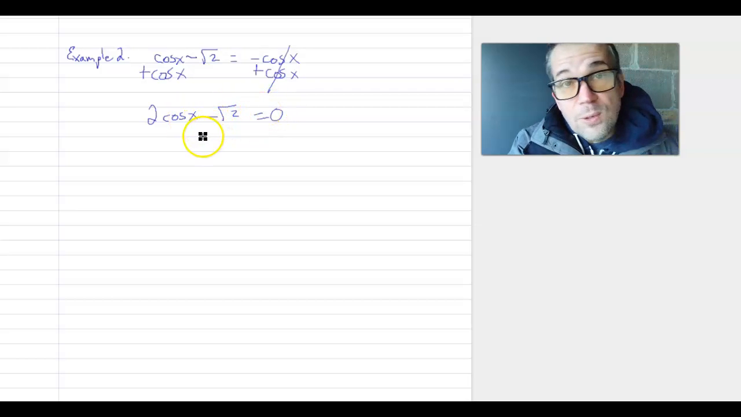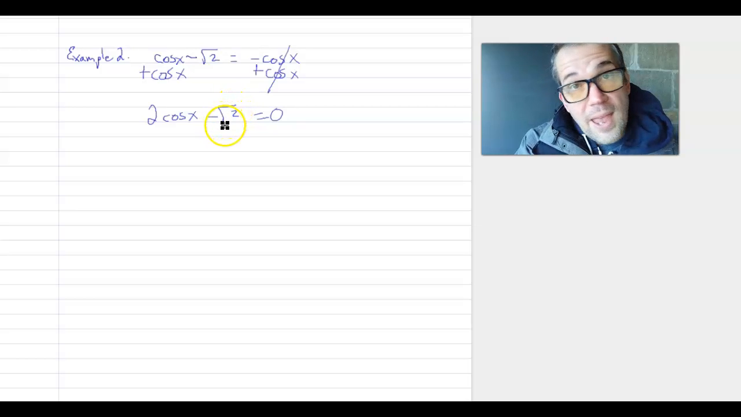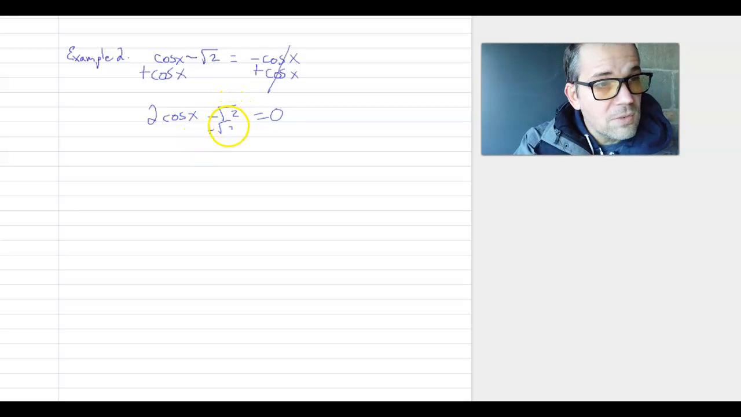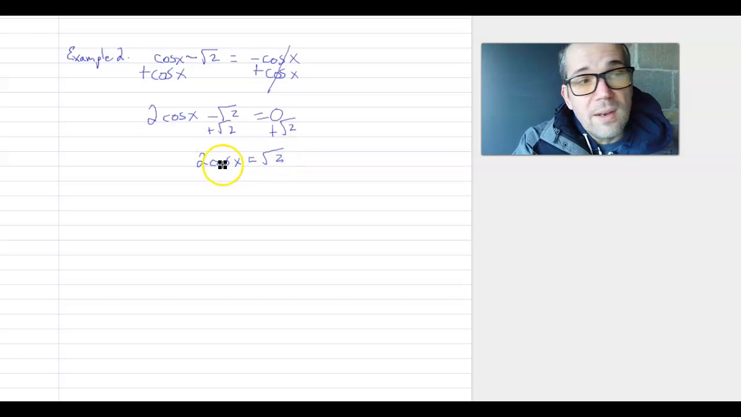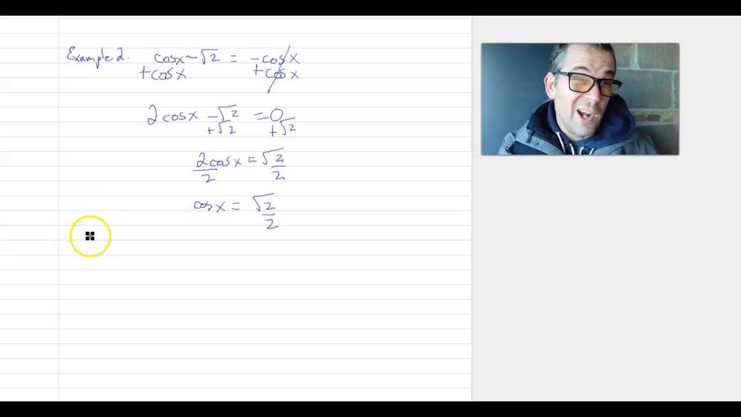So now that I got all the cosines on one side together, I'm going to go ahead and isolate it by adding root 2 to both sides, just doing order of operations in reverse. And then, of course, to finally get the cosine by itself, we'll divide both sides by 2. And I've done it. I want to figure out when the cosine of x is equal to root 2 over 2.